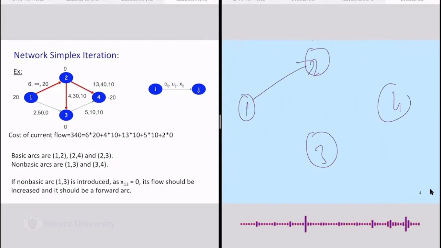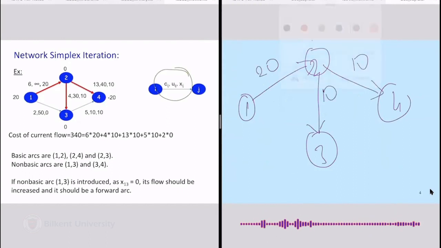Here's the legend: C, U, X. Then X is whatever is here. So I have 20 units in here, 10 in here, 10 in here. Apparently this arc, let me again use the red, is a co-tree arc, and this is not in my spanning tree. This one is sending 0 units. This one is sending 10 units.